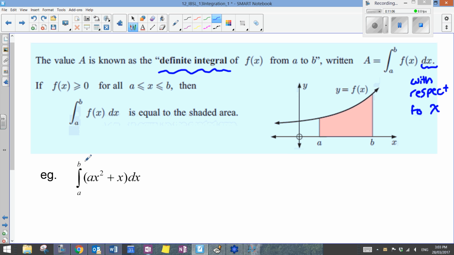So again, this is our example. If we have a function ax squared plus x, we'll take the integral with respect to x. We could also take the integral with respect to a, but then we'd be treating your x's as constants or some kind of number. So you'd be treating them as a number instead of as a pronumeral.